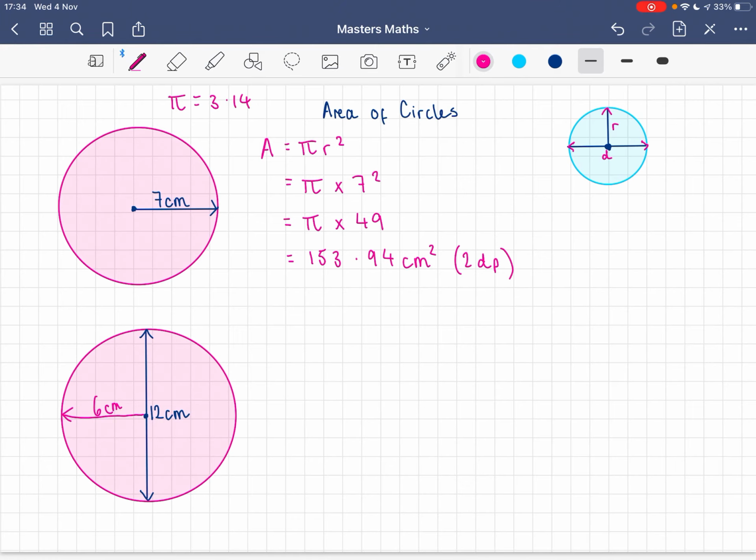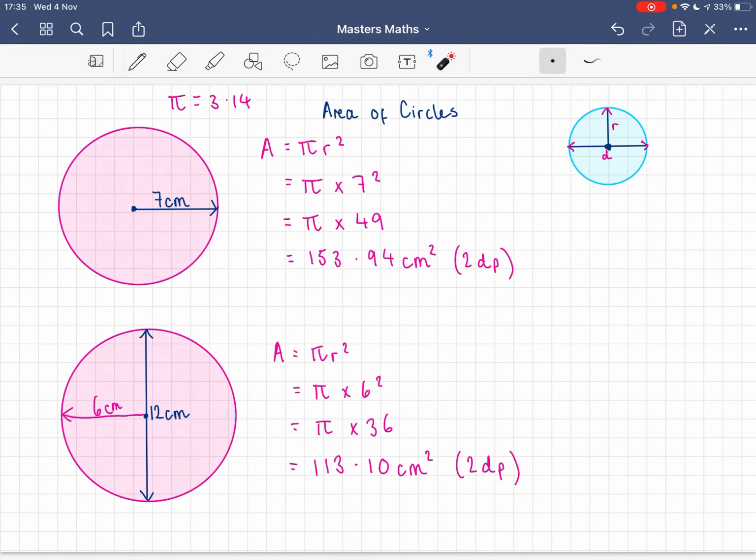And again, still the same unit, centimetres squared, and that is to 2 decimal places. And that's it. Those are your 2 most basic types of questions, okay? So obviously the first one is the easiest, where you're given the radius and you just have to plug it into the formula. The second one, you have to half the diameter first, then again take your radius, put it into the formula, and that's it. Remember your units and you're good.